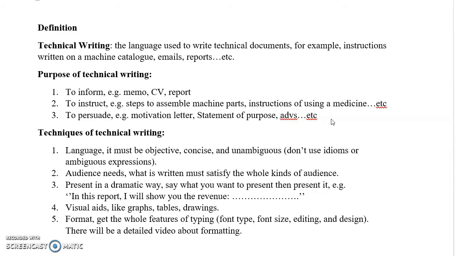So technical writing documents aim to inform you of something, or to instruct you, to help you to do something, or to persuade you of something or someone. We will move now to the last section of this page, which is the techniques for writing a document in technical writing.